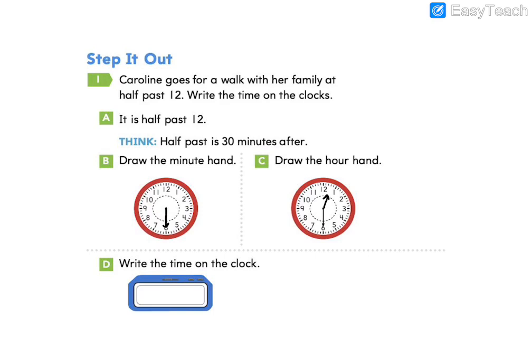So if it's 12:30, that's the same as saying half past 12.